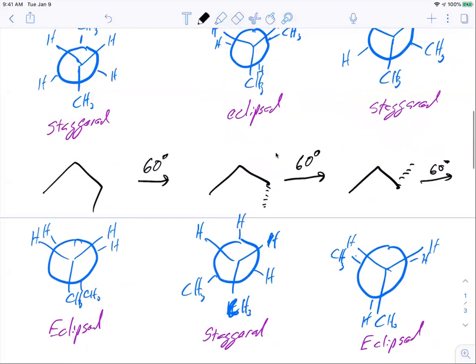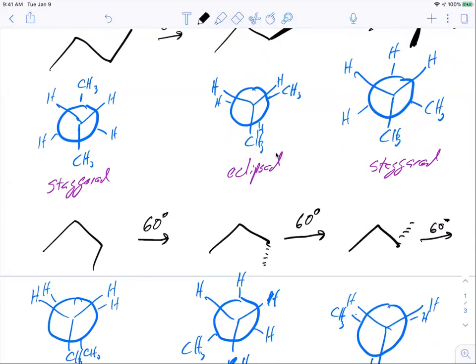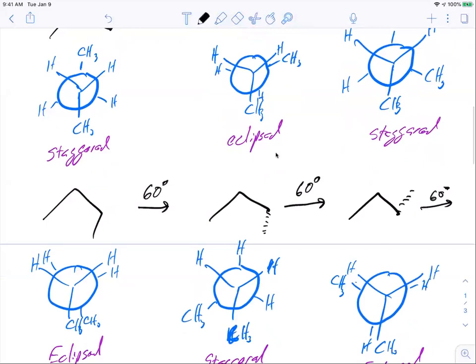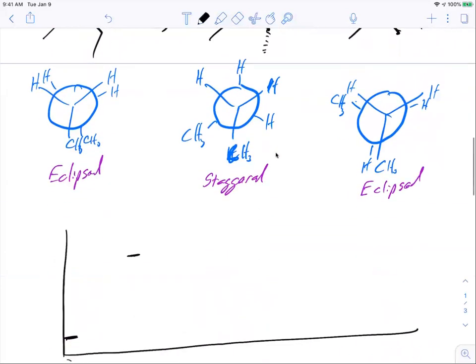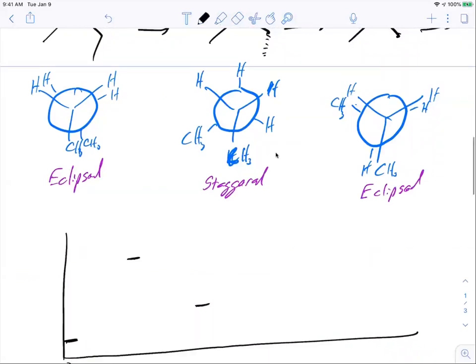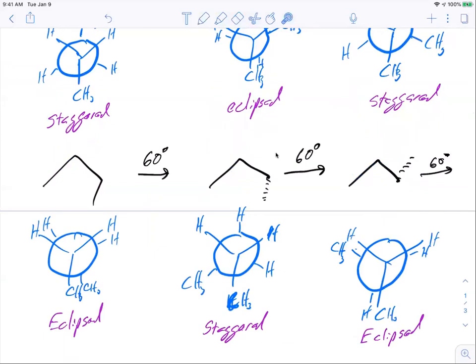And then I come to a staggered, but now the staggered has two methyls in close proximity, not opposite each other, but close proximity. So it's not going to be as low an energy as the first one. So I can pick an energy there. And then from there, I go to this eclipse, which is going to be the highest energy because I have two methyls that are overlapping.